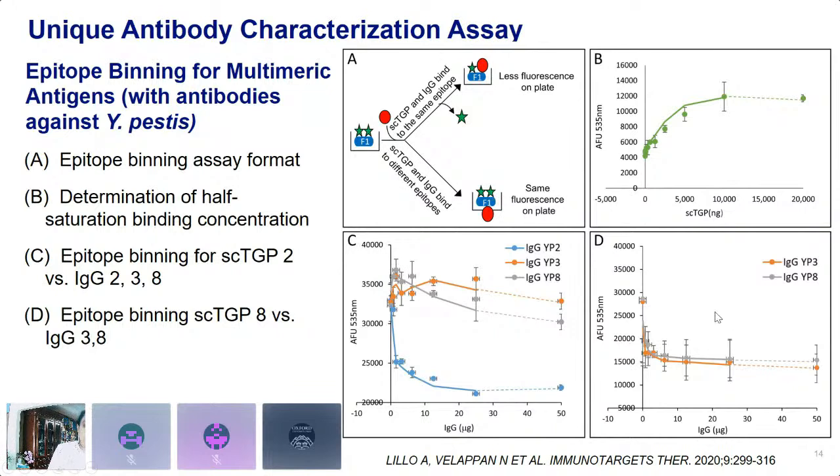Here is another competition assay between SETGP8 and YP3 and YP8 IgGs. We were trying to figure out if the 3 and 8 had different epitopes. However, what we see is a drop in fluorescence, telling us that 3 and 8 have the same epitope.